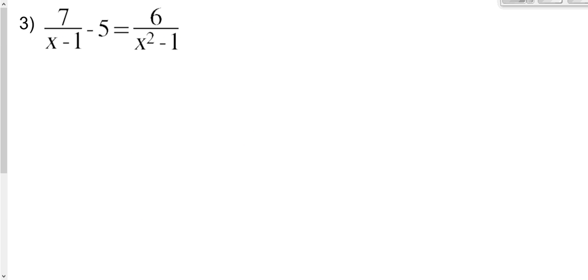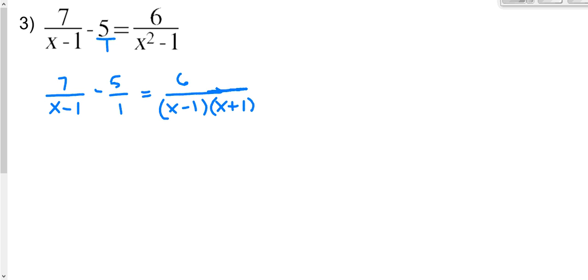Okay, let's take a look at number 3. Kind of like the last problem, we have two expressions on one side. We have one expression on the other side. I'm going to put the 5 over 1. And I'm going to rewrite this with my x squared minus 1 factored. So we have 7 over x minus 1 minus 5 over 1 equals 6 over x minus 1 times x plus 1.